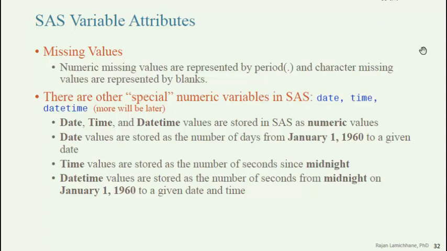There are also special variables called date, time, and datetime. Date stores the number of days from January 1st, 1960 to the given date, and time represents a value stored as the number of seconds since midnight. And datetime is the combination of both date and time, so it stores the number of seconds from midnight on Jan 1st, 1960 to the given date and time.